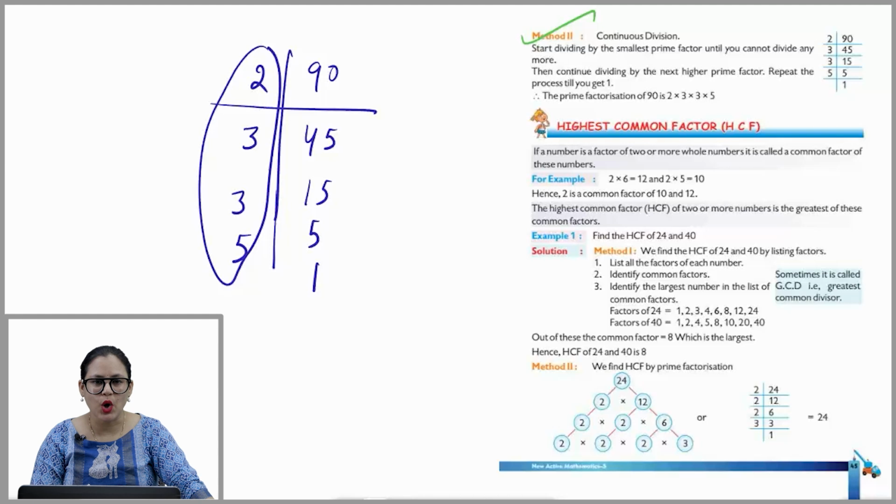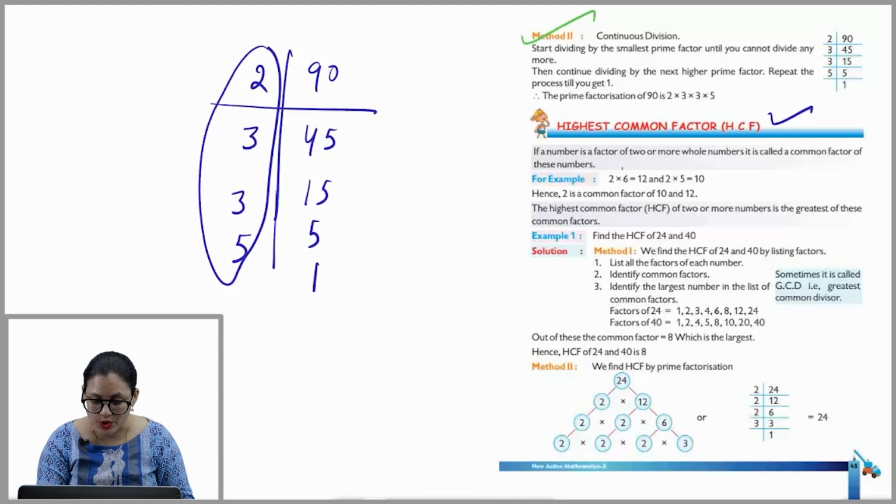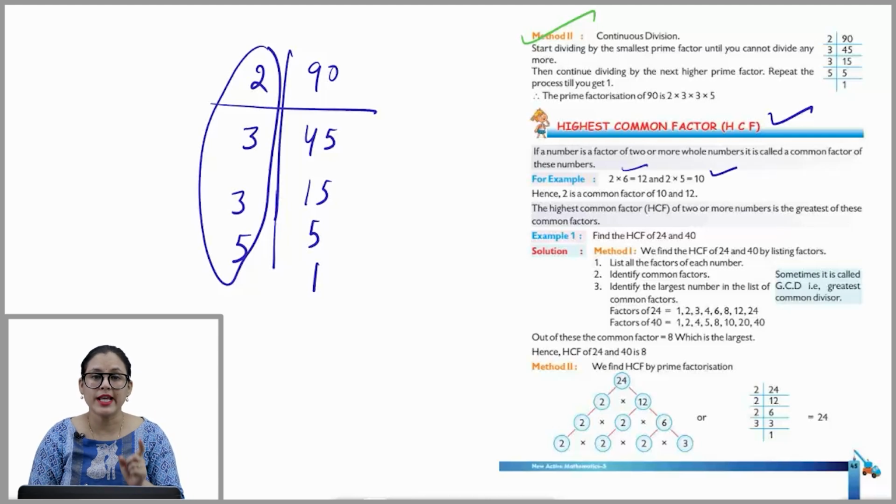Next, highest common factor, that is HCF. If a number is a factor of 2 or more whole numbers, it is called a common factor of these numbers. For example, 2 into 6 is equal to 12 and 2 into 5 is equal to 10. Here 2 is a common factor of 10 and 12. Okay, the highest common factor, that is HCF, of 2 or more numbers is the greatest of these common factors. Okay, example 1, find the HCF of 24 and 40.